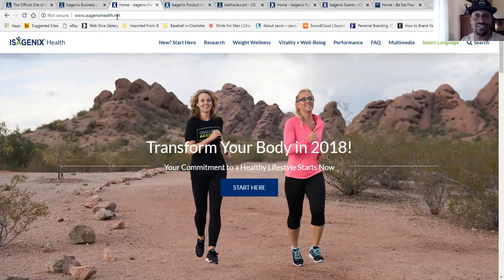Don't try to, like I said before, don't be a tool, use the tools. Don't try to answer all the questions. Just be able to know where to send people at the right step in the process. So this is perfect. Isagenixhealth.net tells you about the research, the clinical research, tells you about the weight wellness line, the vitality line, the performance line, any frequently asked questions. That is going to be huge for those types of questions. Be able to send them to the right place.